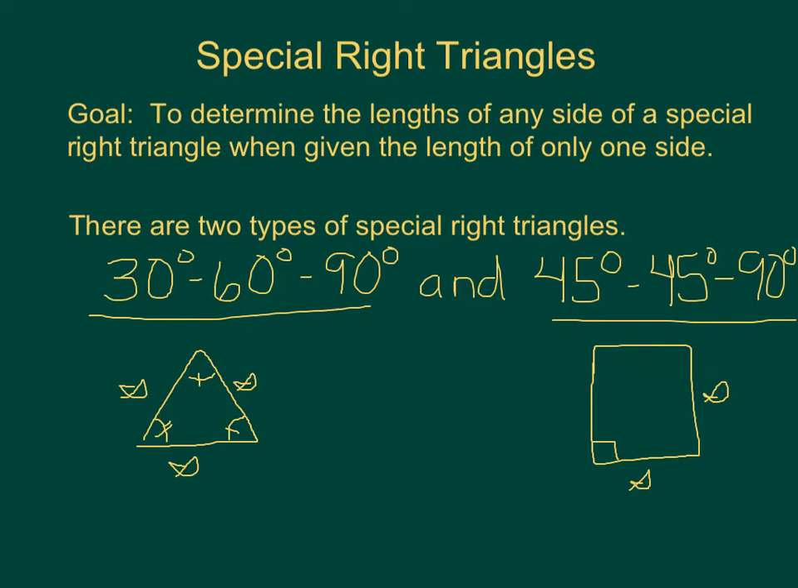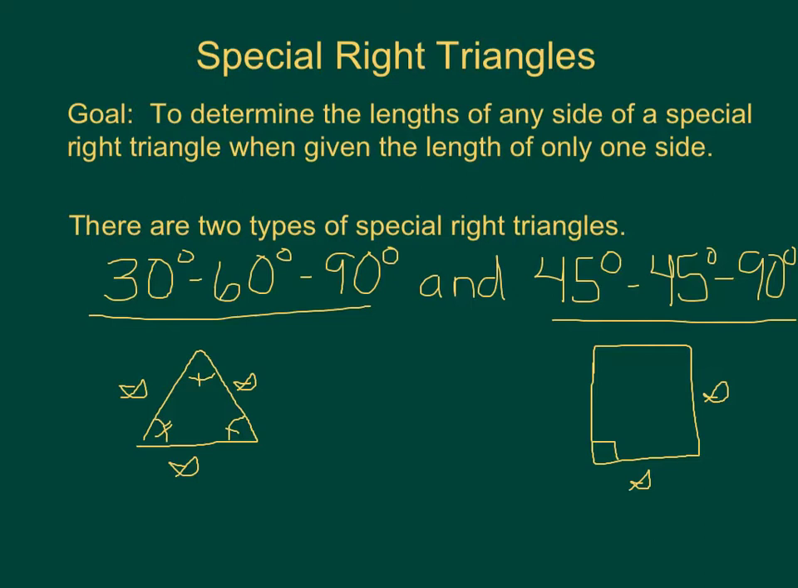The purpose of this lesson is to determine a method that we can use to determine the side lengths of any two sides of a triangle when only one side is given. Now, the triangle has to be one of two types of special right triangles.